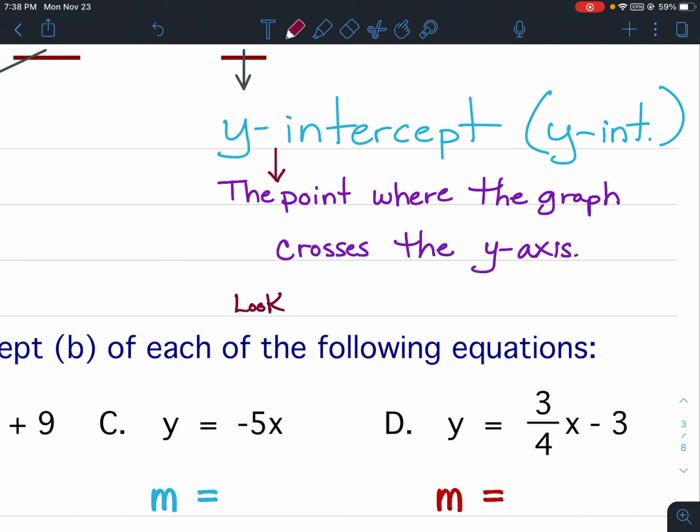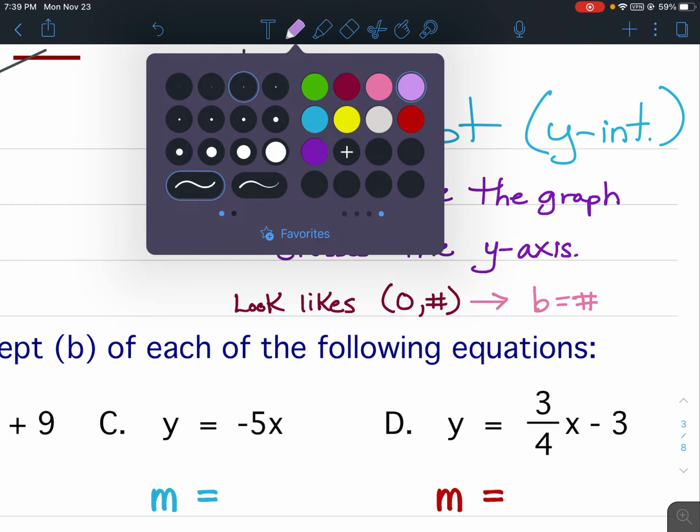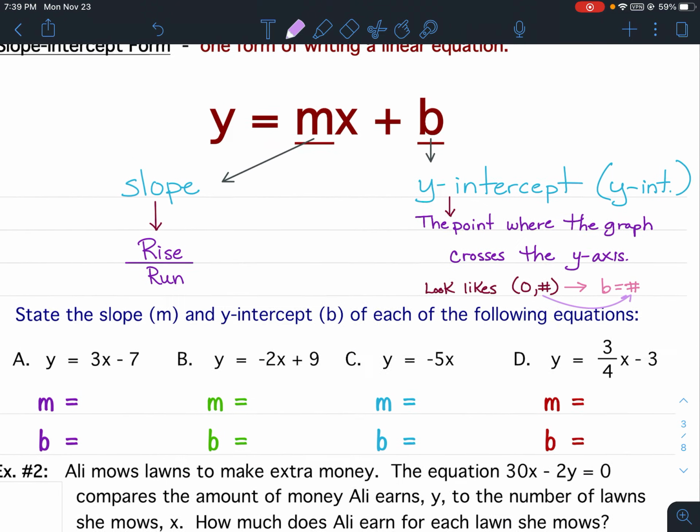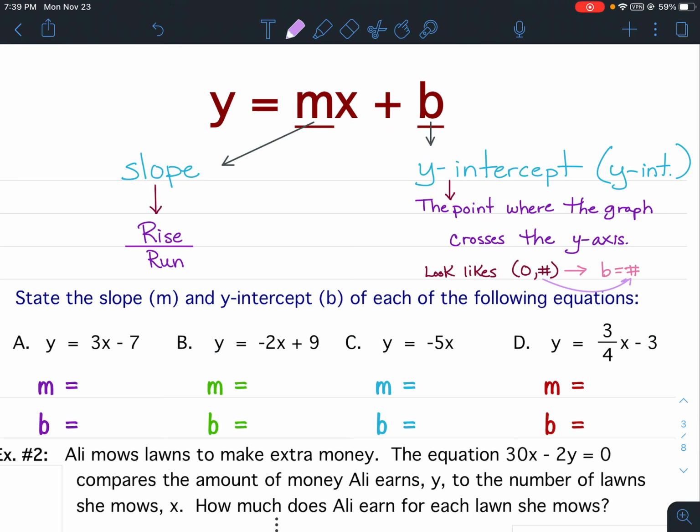As an ordered pair, it looks like 0, then a number. So that number, whatever it is, is what b is. So again, the slope is your rise over run, that's the m, and b is your y-intercept.